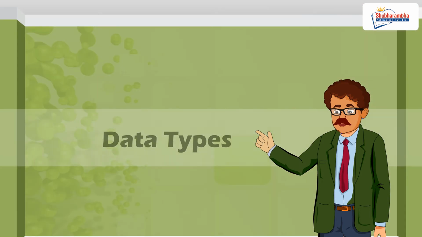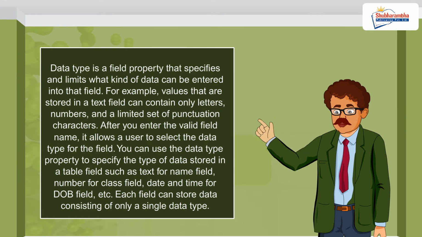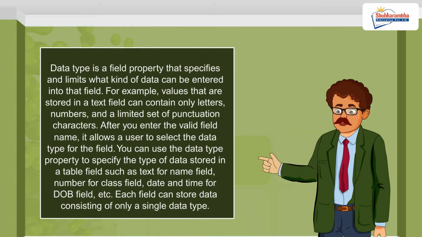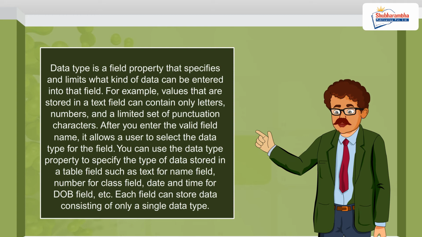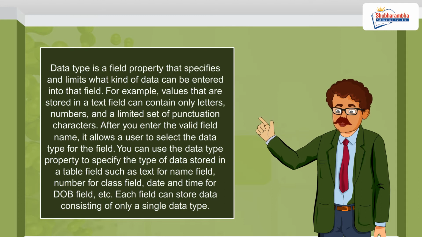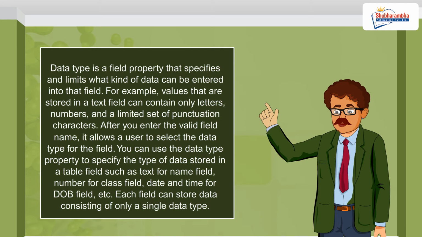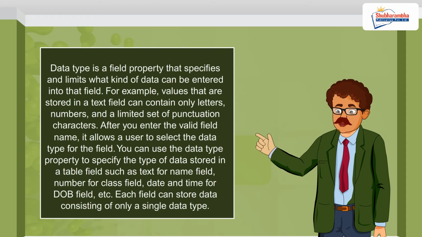Data types. Data type is a field property that specifies and limits what kind of data can be entered into that field. For example, values that are stored in a text field can contain only letters, numbers, and a limited set of punctuation characters. After you enter the valid field name, it allows a user to select the data type for the field. You can use the data type property to specify the type of data stored in a table field such as text for the name field, number for the class field, date and time for the DOB field, etc. Each field can store data consisting of only a single data type.